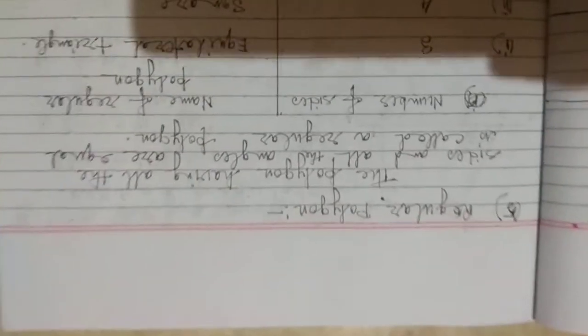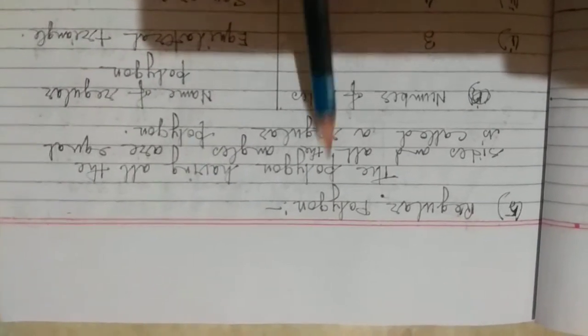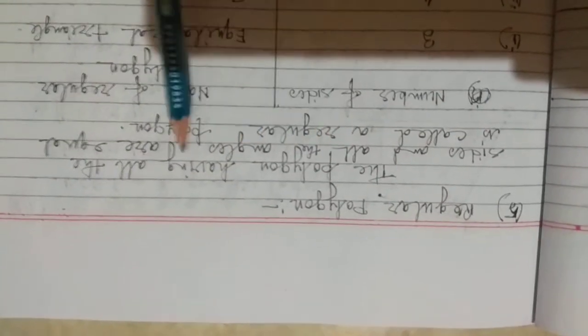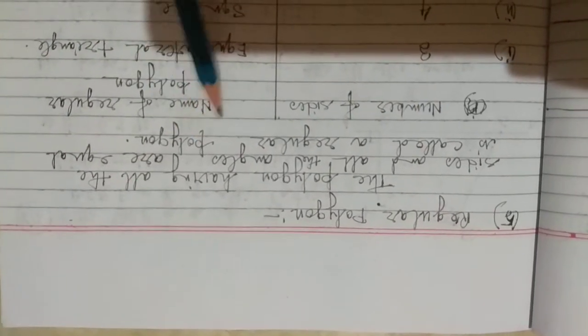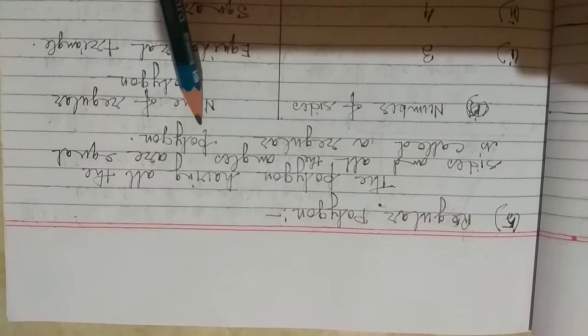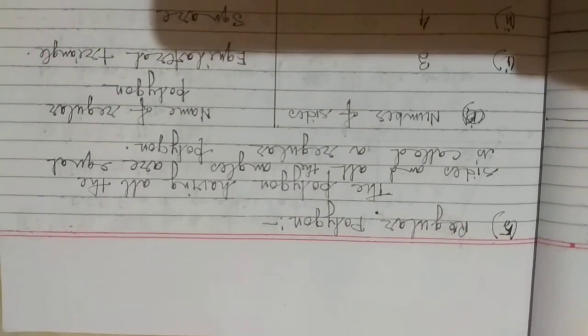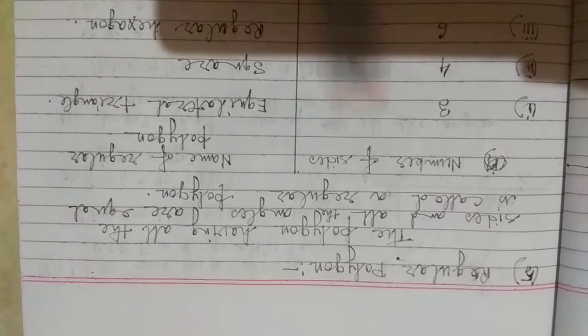In question number 5, what is a regular polygon? The polygon having all the sides and all the angles equal is called a regular polygon. A polygon having all the sides equal as well as all the angles equal is called a regular polygon.